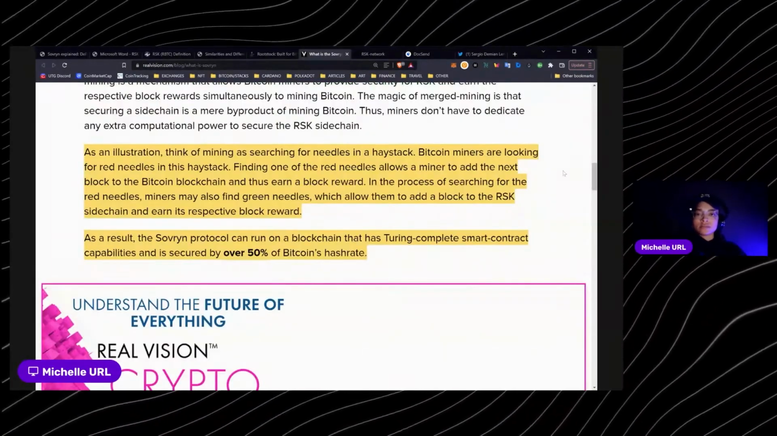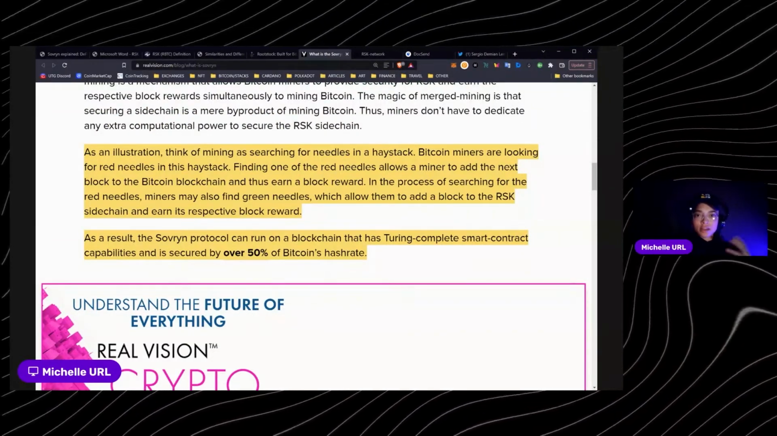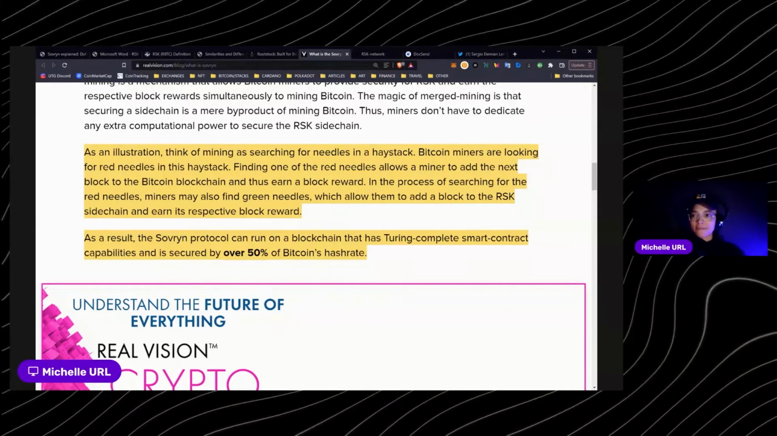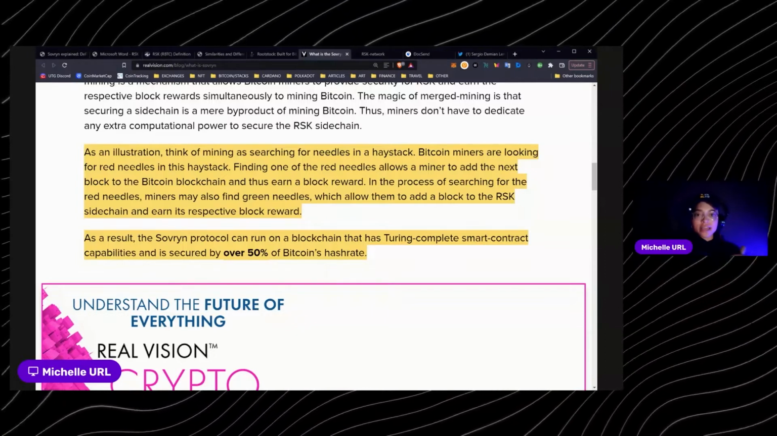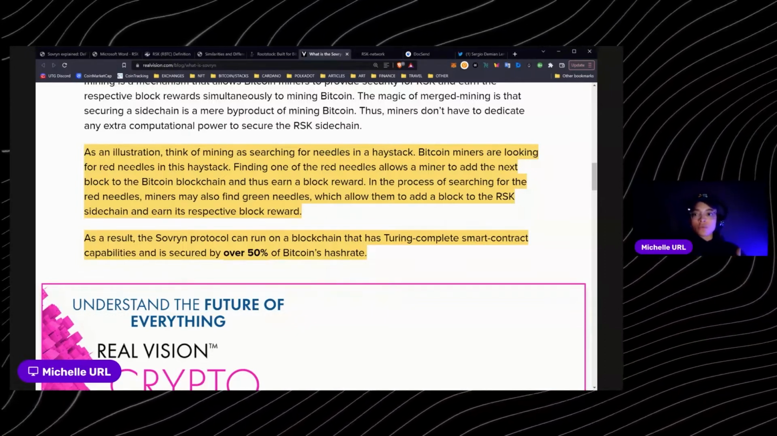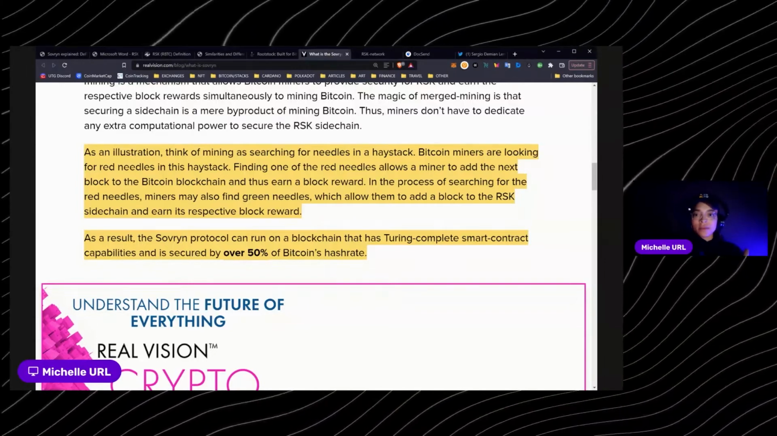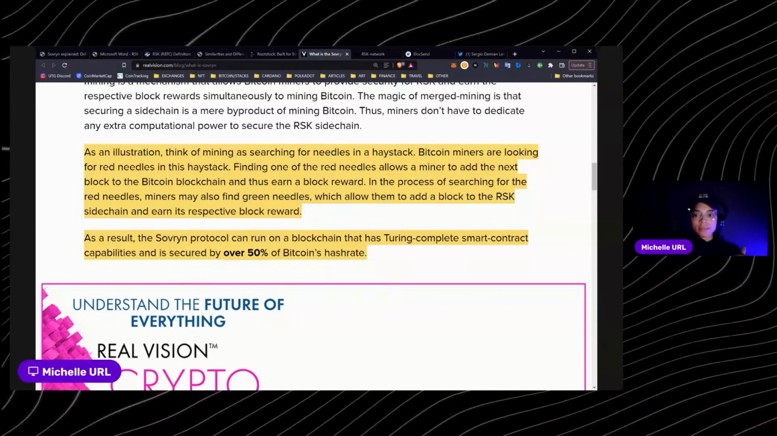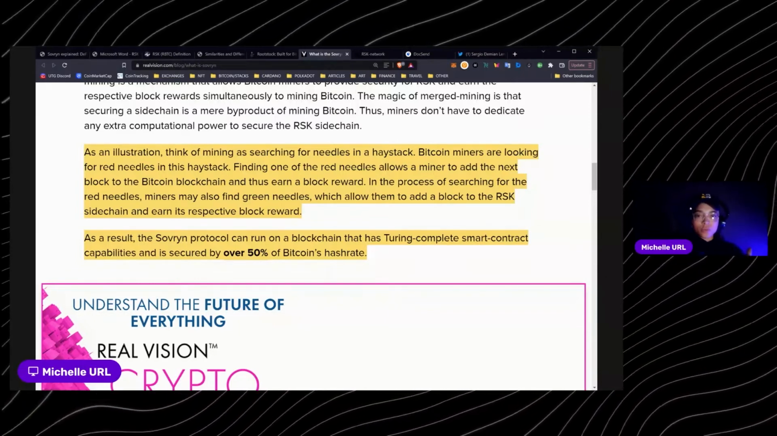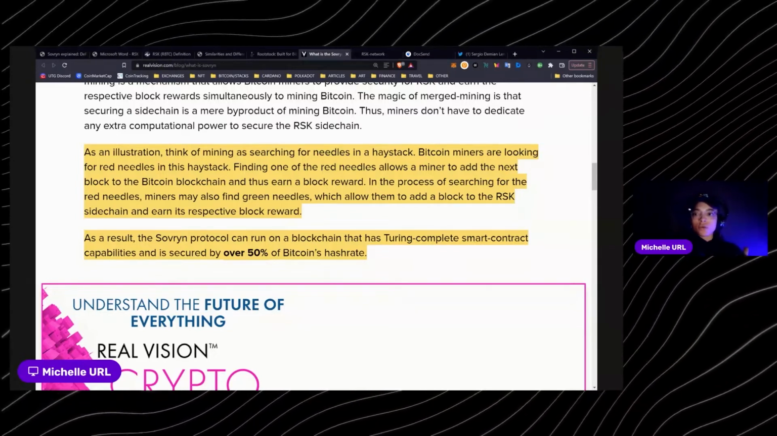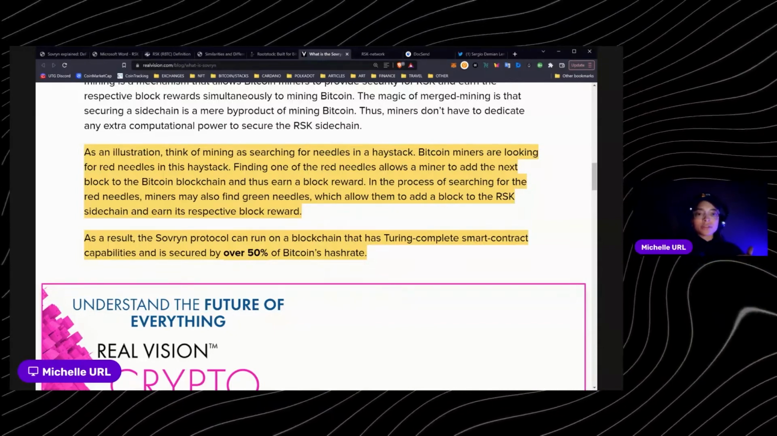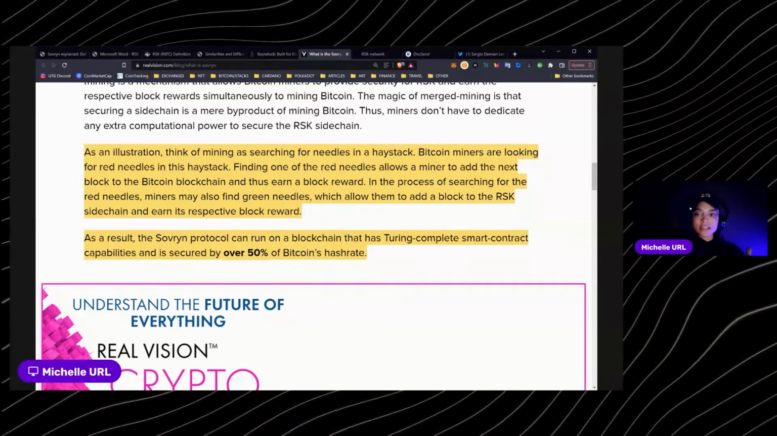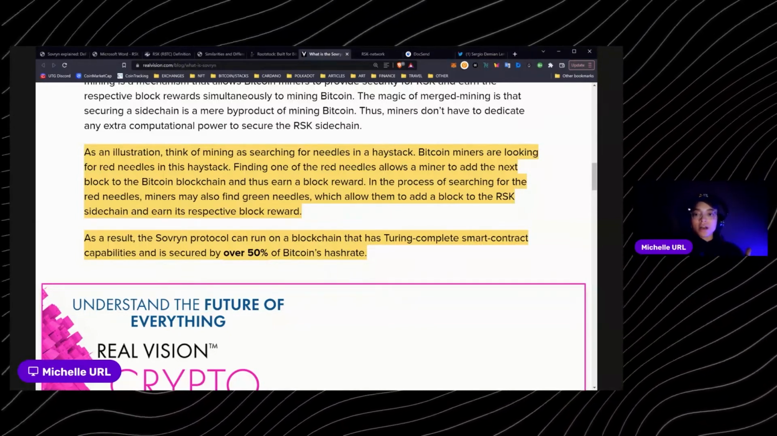And I thought this was a really good illustration to help you map in your mind how this actually works. As an illustration, thinking of mining as searching for needles in a haystack, Bitcoin miners are looking for red needles in this haystack. Finding one of the red needles allows a miner to add the next block to the Bitcoin blockchain and thus earn a block reward. In the process of searching for the red needles, miners may also find green needles, which allow them to add a block to the RSK sidechain and earn its respective block reward.